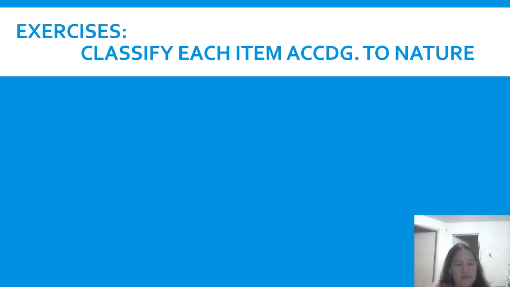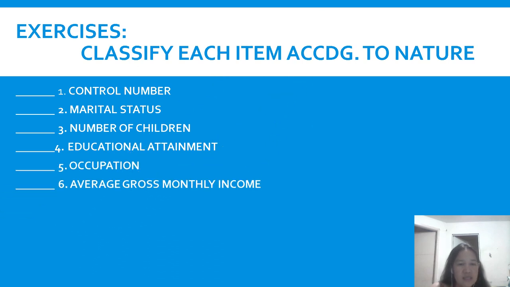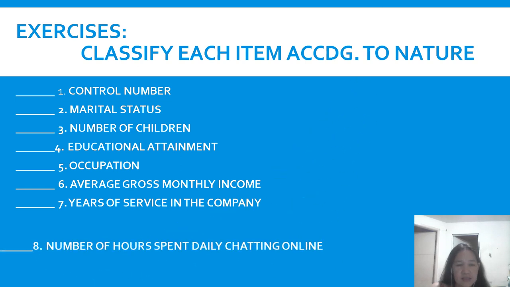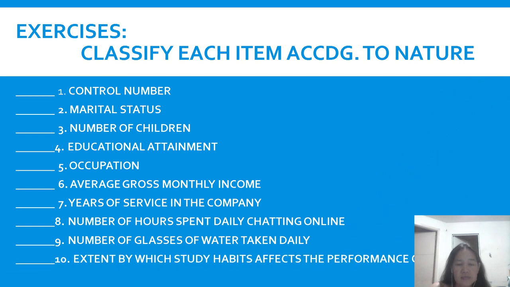Okay, let us now have some exercises. Let us classify each item according to nature. Number one, control number. Number two, marital status. Three, number of children. Four, educational attainment. Five, occupation. Six, average gross monthly income. Seven, years of service in the company. Eight, number of hours spent daily chatting online. Nine, number of glasses of water. And number ten, extent by which study habit affects the performance of a student.